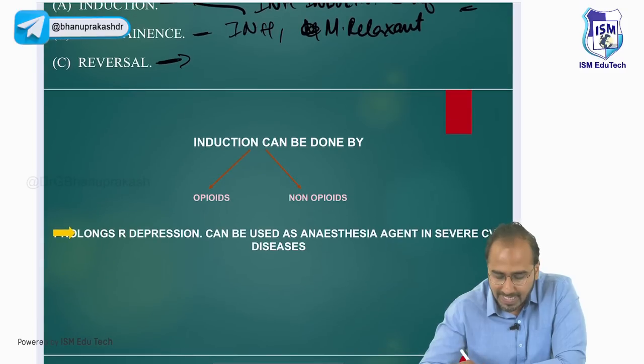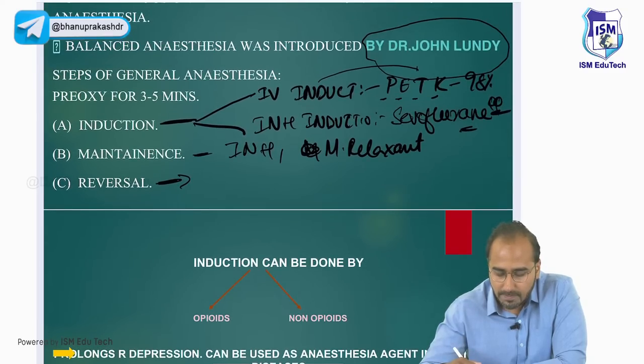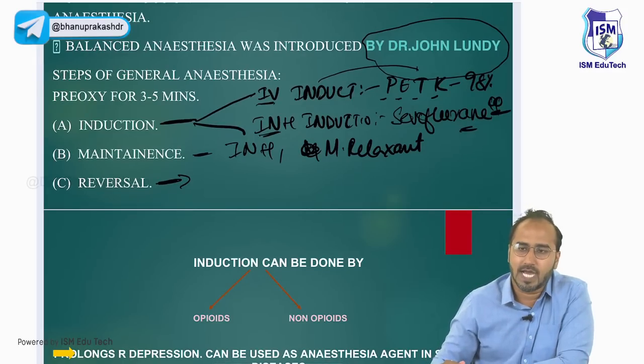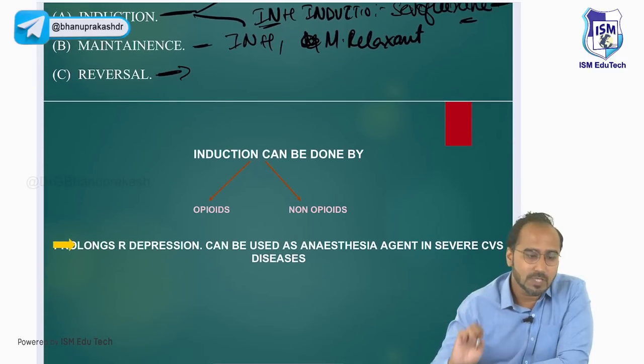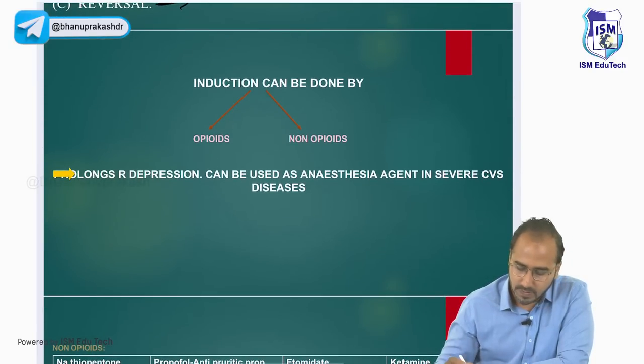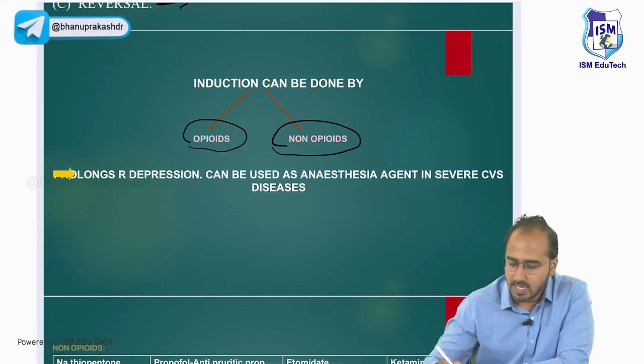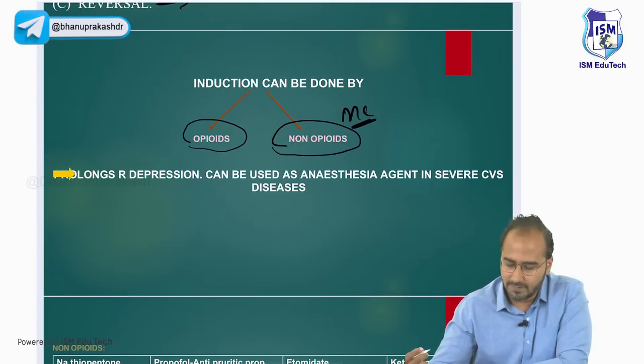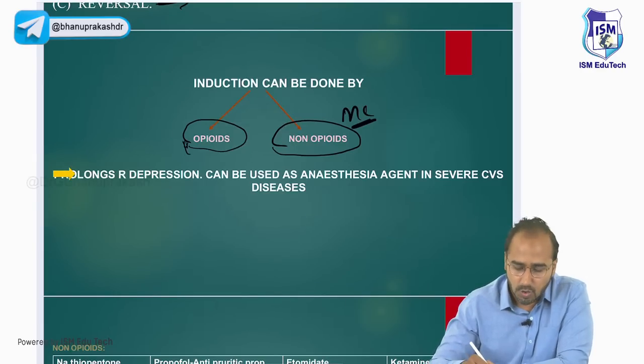In the phases of general anesthesia, remember I told you the patient can be made unconscious in the induction phase either by using IV or inhalational. IV mein bhi do type ke hote hain. Ek hota hai opioid IV, one is the non-opioid IV. Most commonly we go for non-opioid IV. Opioid induction is usually given for the person who is having an ejection fraction less than 25%.